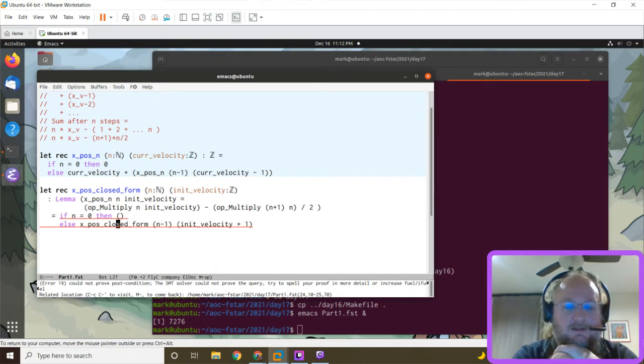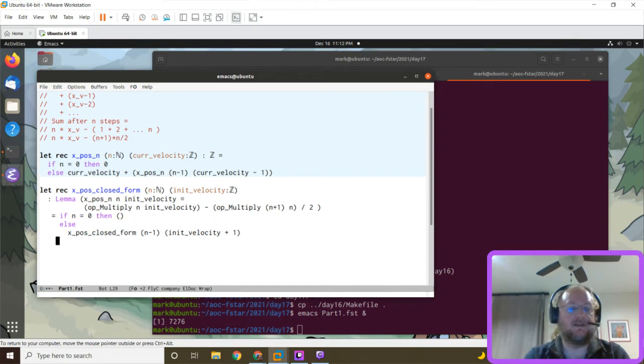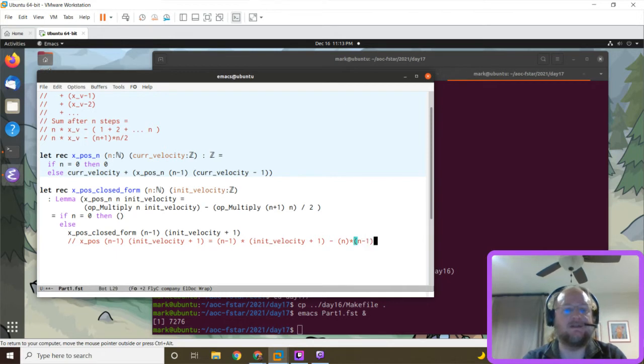I get it right. I think so. All right, so this tells us that x position n minus 1 init velocity plus 1 equals n minus 1 times init velocity plus 1 minus n times n minus 1 divided by 2.